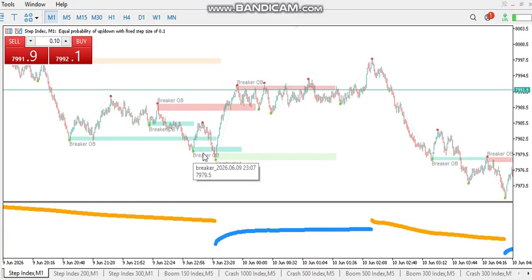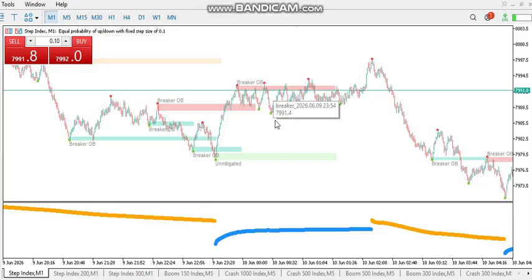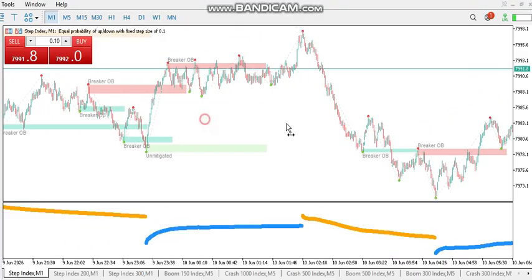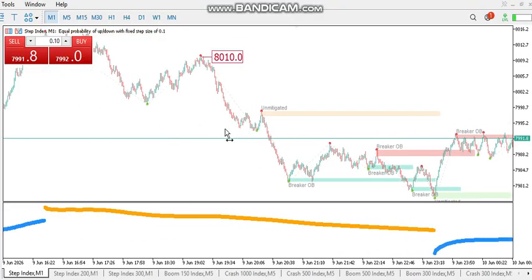So we have another breakout OB level here, and we can see our mitigated level here. There is going to be a reversal level. You see that. So to this particular level, and again we have another breaker OB at this particular uptrend, but we did not have any mitigated area to enter. So you do not have any other trade to take at that particular moment. So that is what has happened so far.